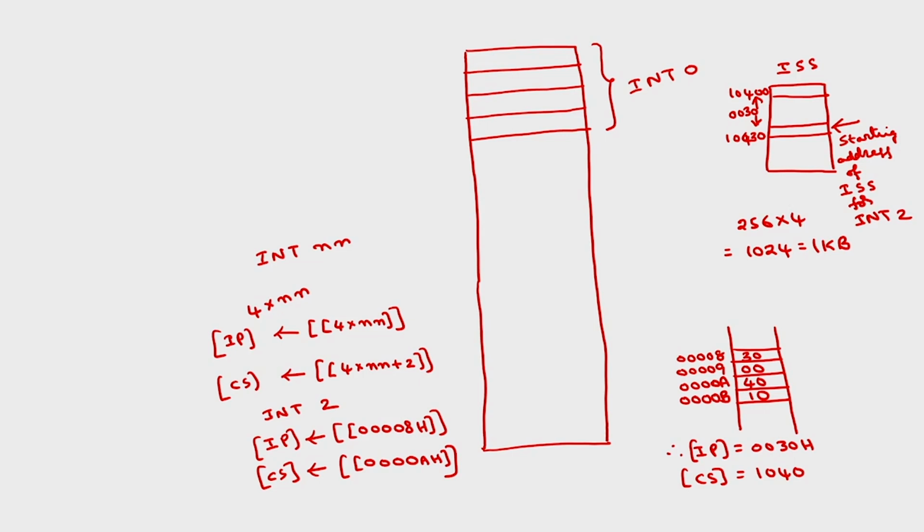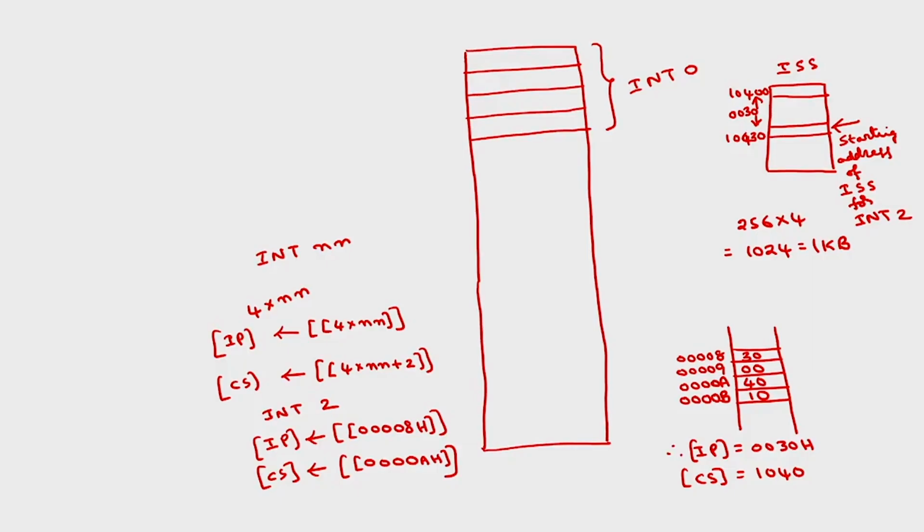Whatever this n is, that will be multiplied by 4, the contents of that will be stored into the instruction pointer, and the contents of 4n plus 2 will be loaded into the code segment register. Then within this code segment, this is the offset. From that address onwards, the microprocessor will execute the interrupt service subroutine, and the last instruction will be an I return.